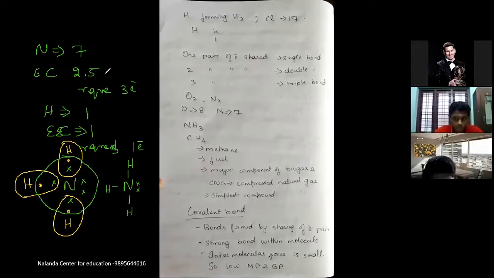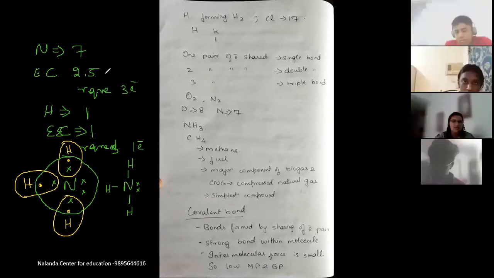What is it, dear? You are asking if the atomic number of N is 4? N4 didn't come, dear. N7. This is 7. I was screaming at my child for not writing 7 properly, and now you are asking me if I have written 4. This is 7.